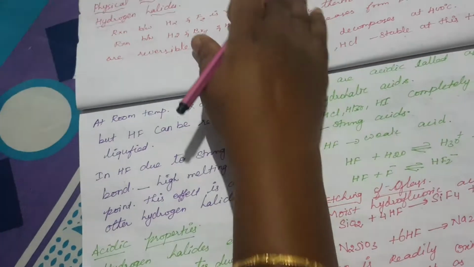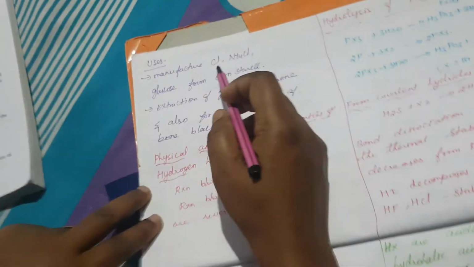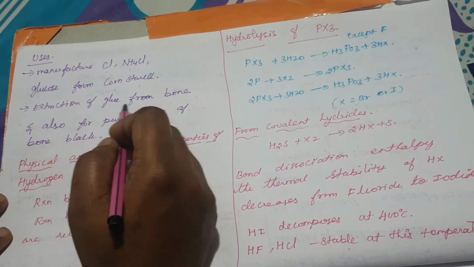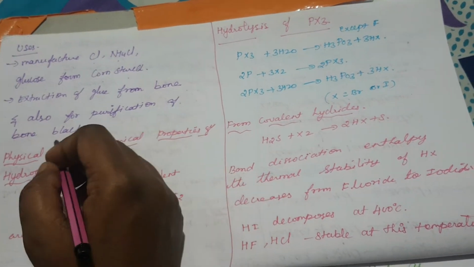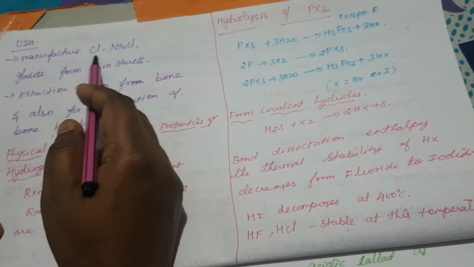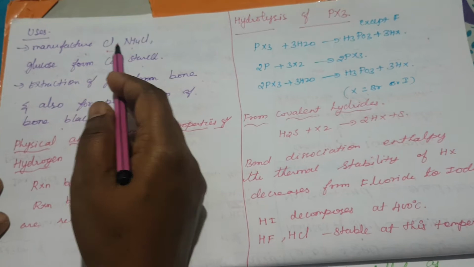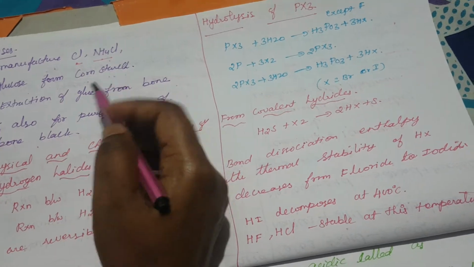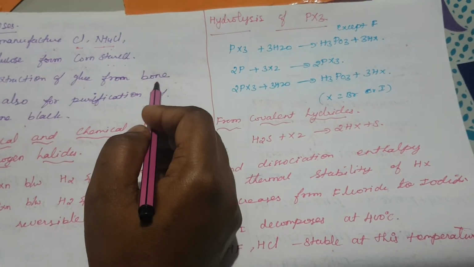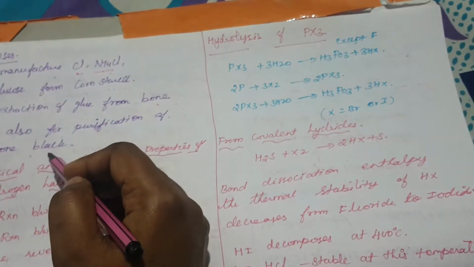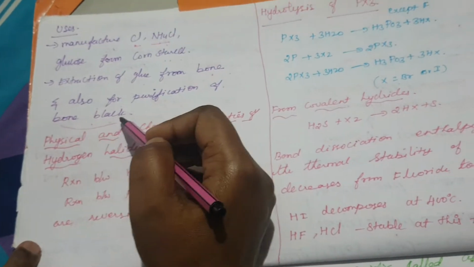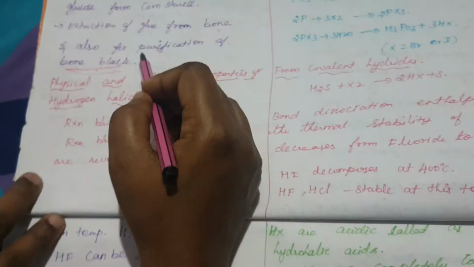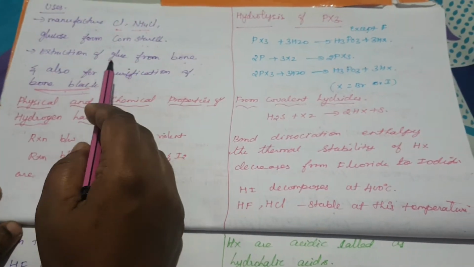Next, what are the uses of hydrochloric acid? It is used in the manufacture of chlorine, ammonium chloride, and glucose from corn starch. It is also used for extraction of glue from bone and for the purification of bone black. Bone black is bone ash, and it is used for the purification method. Mainly hydrochloric acid is the starting material for the manufacture of chlorine.